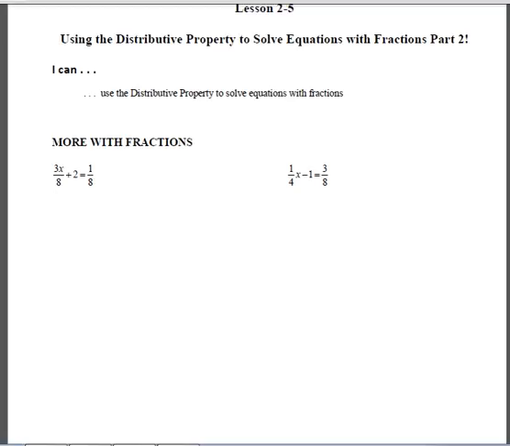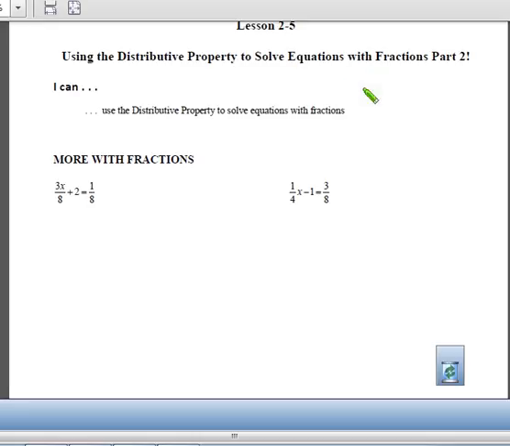This video is all about using the distributive property to solve equations with fractions, but this is part 2. In the last video, we solved equations with fractions also, but it was just one fraction, and the one method that I showed you, well, there's two methods. One we had already done before, and that was step by step. The other method, the new one, was to distribute the denominator.